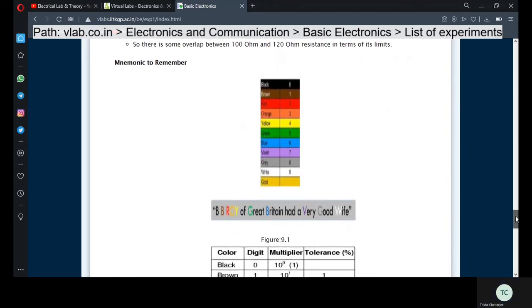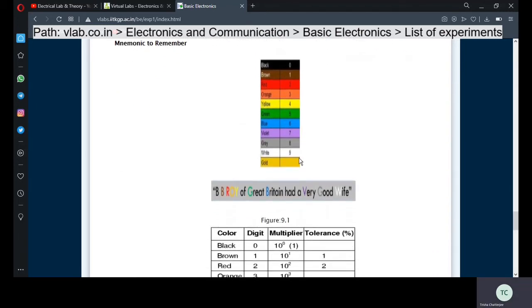Okay, so here is a mantra to remember this sequence. This is called B.B. Roy of Great Britain had a very good wife. The "had" is anonymous; it has no such place in this table.